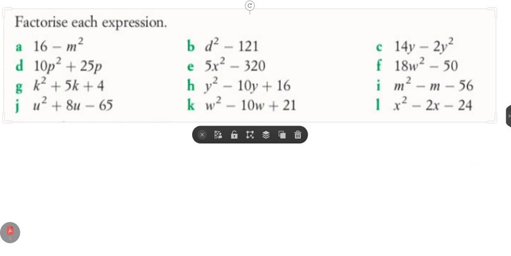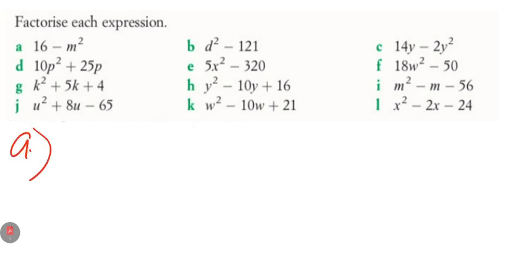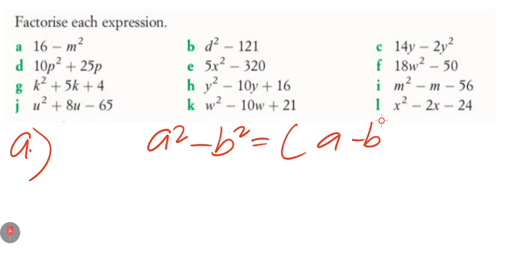So looking at the problem for A, we can use the formula for that one: A squared minus B squared is equal to A minus B times A plus B. Okay, so we're going to apply that one here.